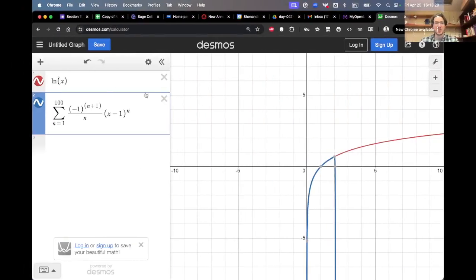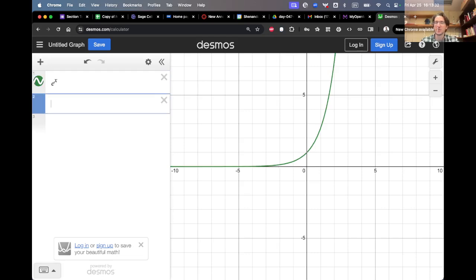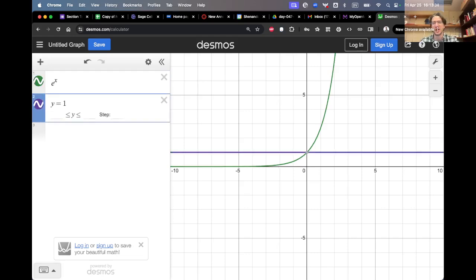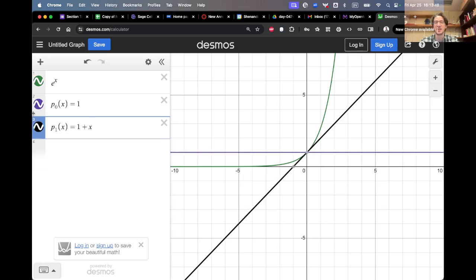So let's go check these out. Here's e to the x. The zeroth order Taylor polynomial just is a horizontal line. The first order is the tangent line, right? 1 plus x. There it is right there. Glorious. The second degree Taylor polynomial is 1 plus x plus x squared over 2.